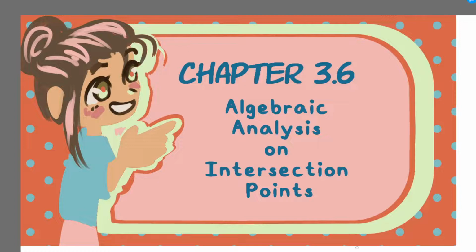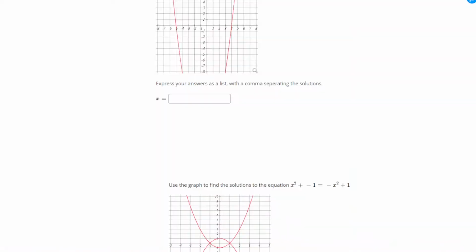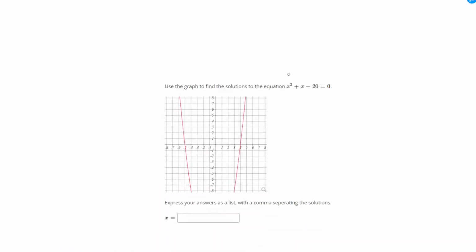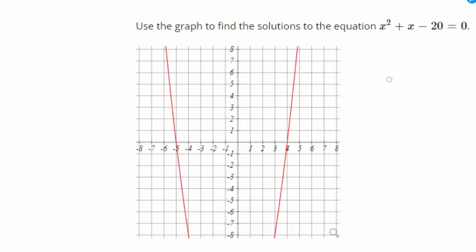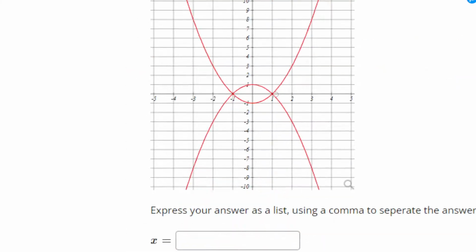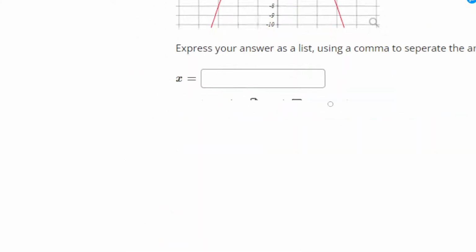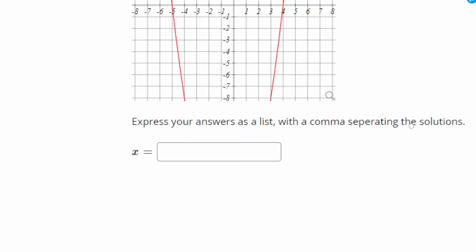Hi, so today we're going to be covering chapter 3.6, which is algebraic analysis on intersection points. So this one is very similar to some of the stuff that we've done before. However, it's a little bit confusing because in some examples, you'll be only given one red graph, and in that case, you want to be listing the x-intercepts. But in other cases, you'll be given two red graphs, and you only want to list their intersection points, and you only want to list their x points as well.